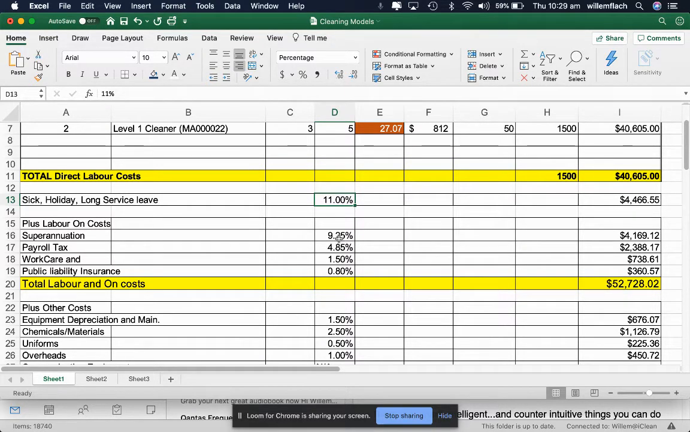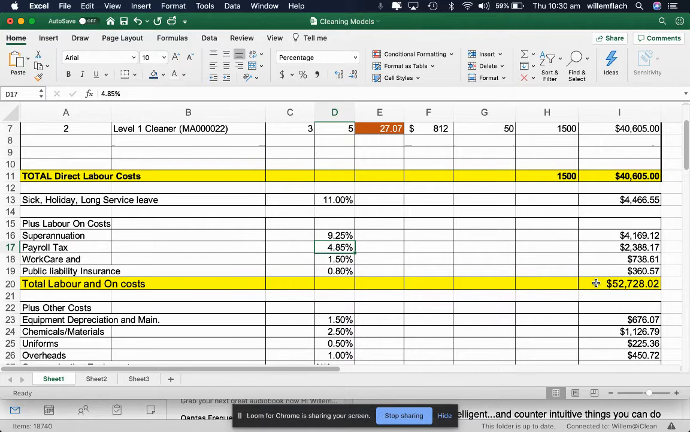Also, superannuation. Superannuation is payable on both the on costs and the direct labour costs. So the superannuation in this case is applicable on around $45,000, which is that amount there. In Victoria, we need to pay payroll tax of 4.85%. So that again is that amount there. And then there is also WorkSafe, and obviously public liability insurance as well.